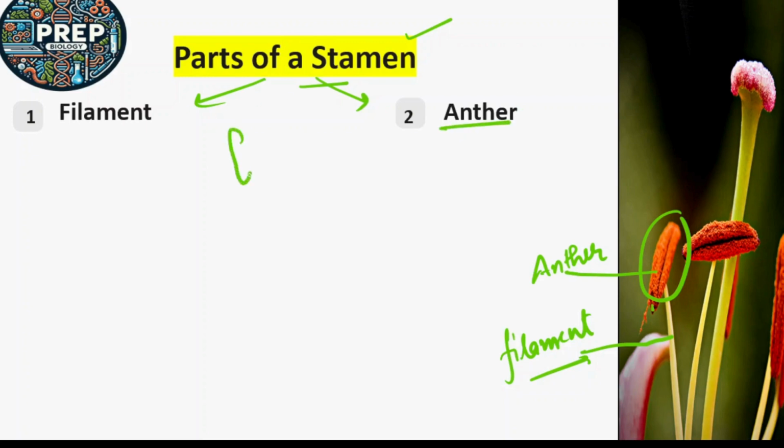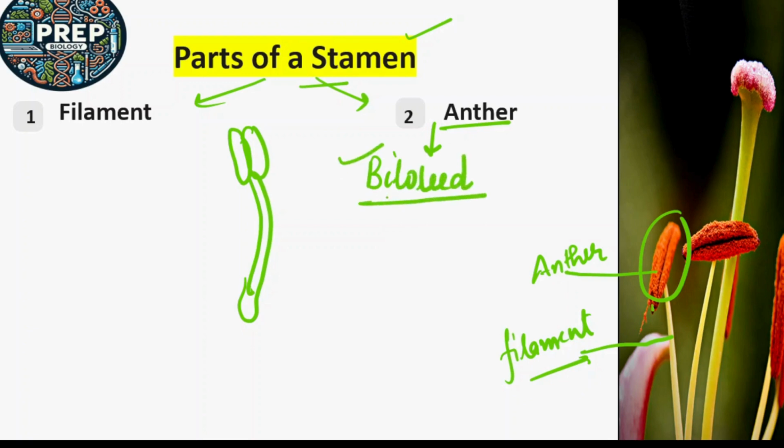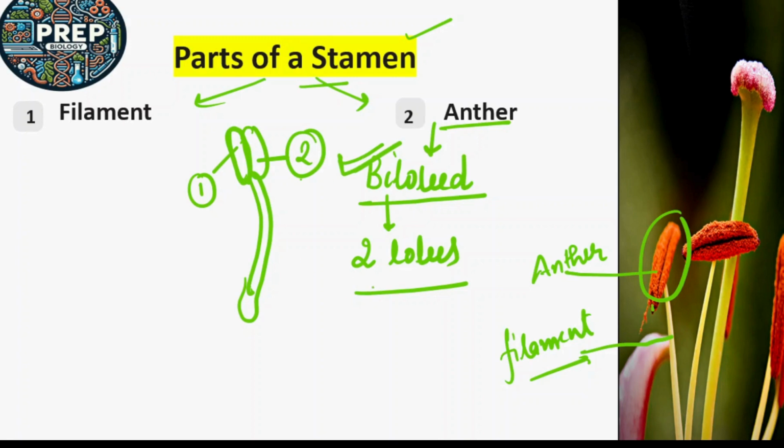Now, we know that the anther and the filament are parts of the stamen. Anther is a bilobed structure. This term is very important. Bilobed means, bi means two, having two lobes. So the anther contains one lobe and this is the second lobe. That's why the anther is a bilobed structure.